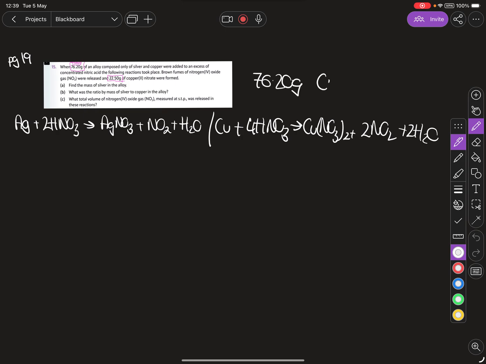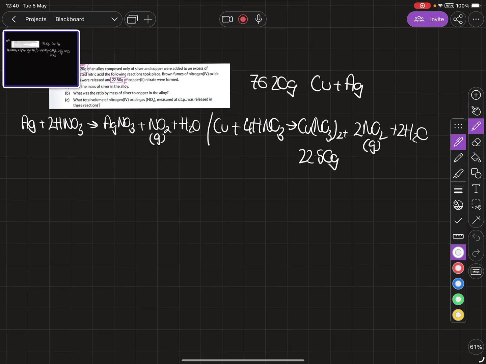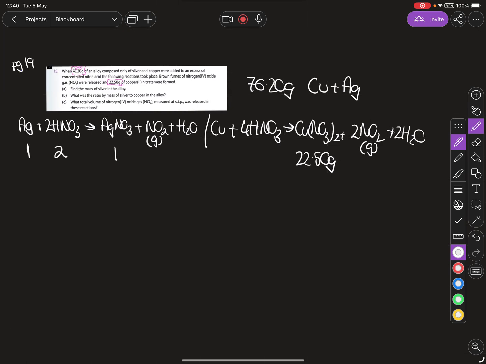Okay, so we have a little read of the question, and the question tells me that I have 76.20 grams of copper and silver, and that is going to be mixed with the nitric acid. It says brown fumes of nitrogen dioxide gas. So this is a gas and this is a gas, and 22.50 grams of copper nitrate were formed. Okay, so that is going to be my way in. We're going to just set up our question: 1, 2, 1, 1, 1, 1, 4, 1, 2, 2.